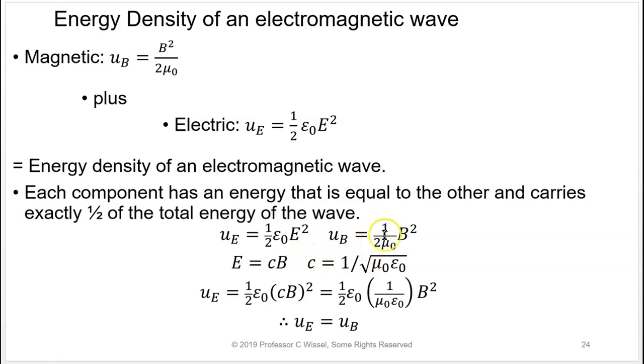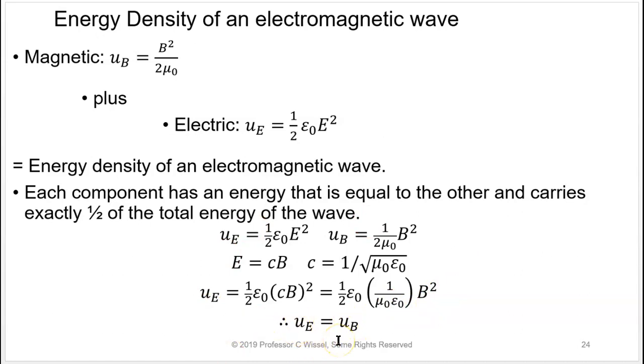Little u_B equals 1/2 mu naught times B squared. E equals cB, and c equals 1 over the square root of mu naught epsilon naught. And we can substitute into this, and we wind up with u_E equals 1/2 epsilon naught times the quantity cB squared. That also equals 1/2 epsilon naught times 1 over mu naught epsilon naught times B squared. Or we can say that u_E equals u_B.